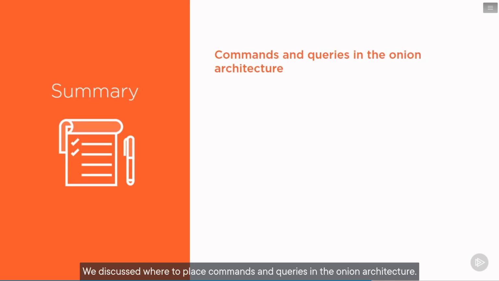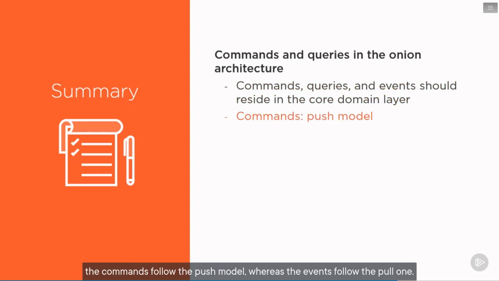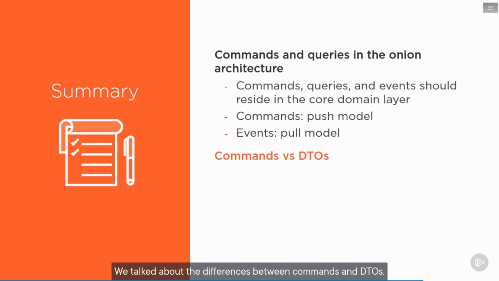We discussed where to place commands and queries in the onion architecture. They should reside in the core domain layer, the same place the domain events belong in. The only difference between commands and events is that the commands follow the push model, whereas the events follow the pull one. It means that it's the other applications that trigger the commands, and it's your application that triggers the events.